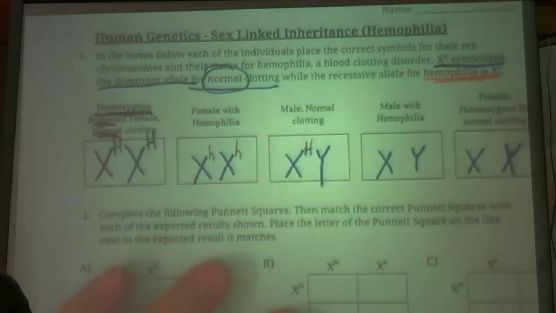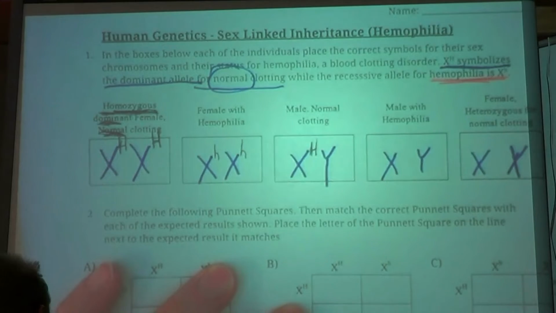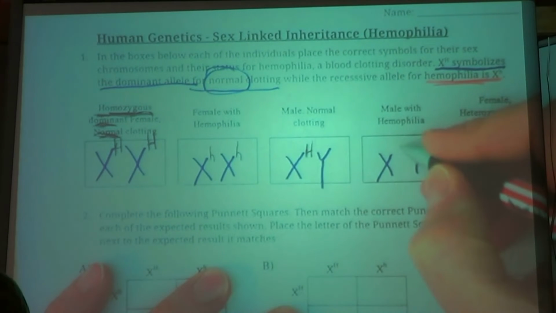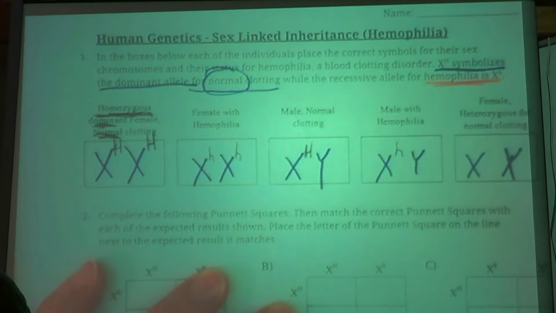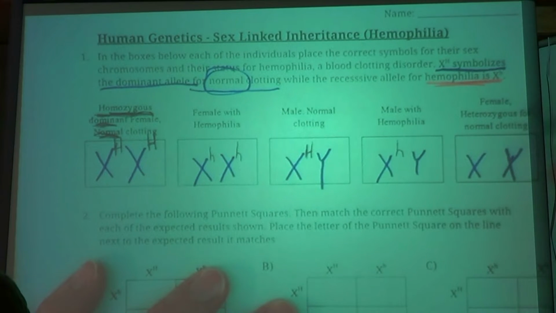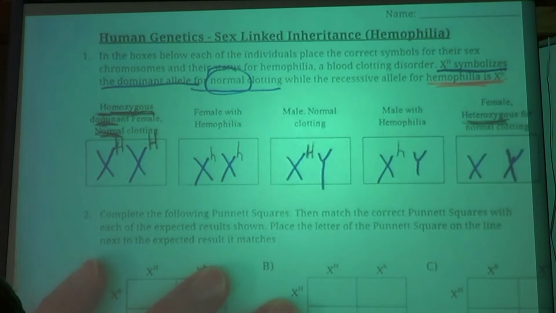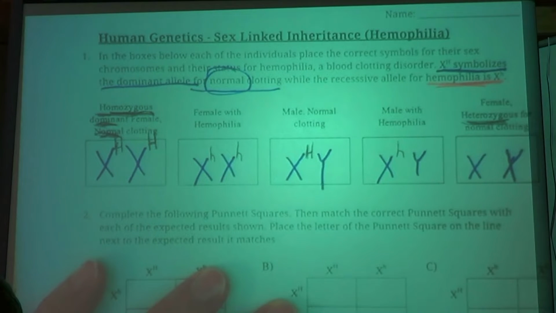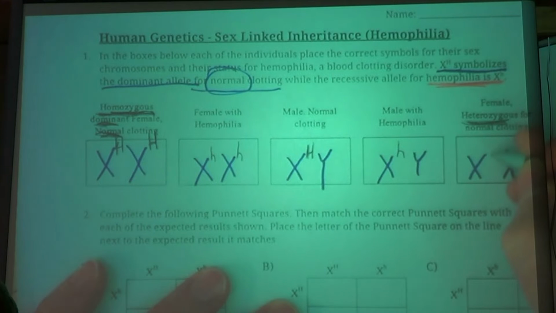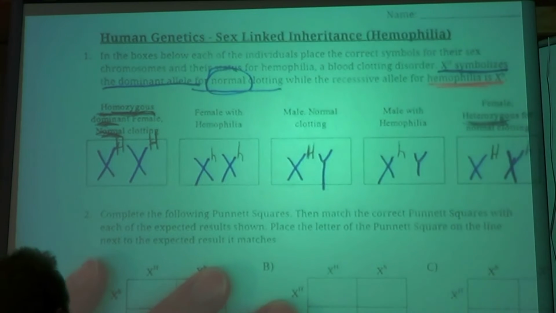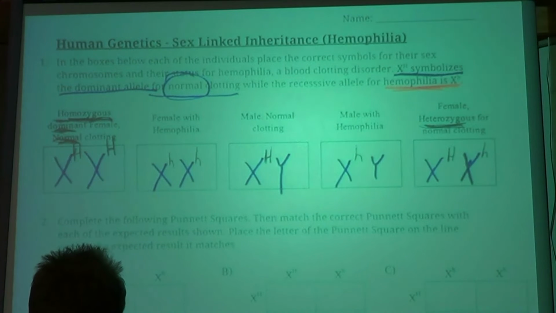Alright, so male with hemophilia, XY, because it's a guy, X, big H or little h? And what's on that Y chromosome? Good, nothing. A female, so XX, who is heterozygous. Heterozygous, does it mean same or different? Different. And she has normal clotting factor, so it's going to be X, big H, X, little h. Yep. Okay, those are the genotypes.